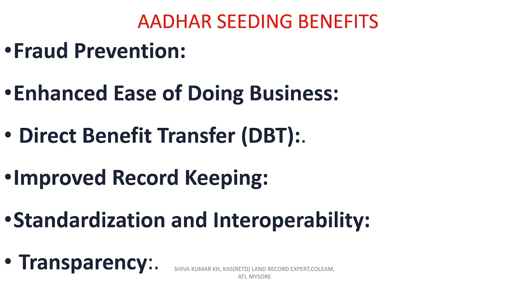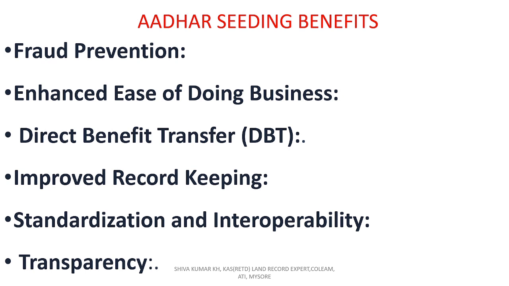Then, improved record keeping. A centralized system linking Aadhar with the existing land records could lead to more efficient records management. This could potentially reduce the risk of lost or tampered land ownership documents.